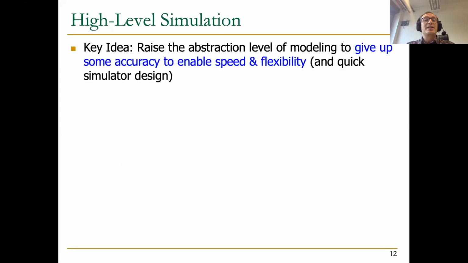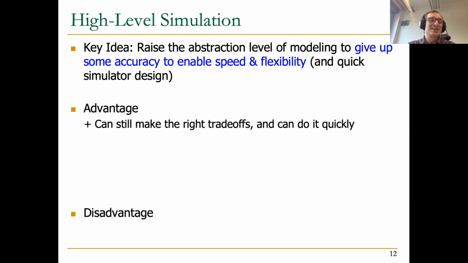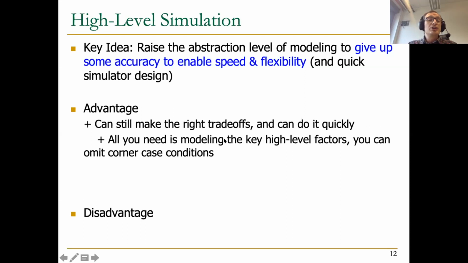So let's talk a little bit more about high-level simulation. Basically, the key idea in high-level simulation is to raise the abstraction level of modeling, to give up some accuracy, to enable speed and flexibility. And of course, hopefully quick simulator design. The key advantage is what we've discussed earlier, but it also has disadvantages, as we discussed also. Basically, the hope is that you can still make the right trade-offs and can do it quickly. All you need is to model the key high-level factors. You can omit corner case conditions.